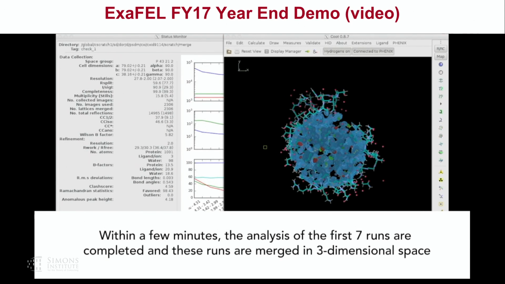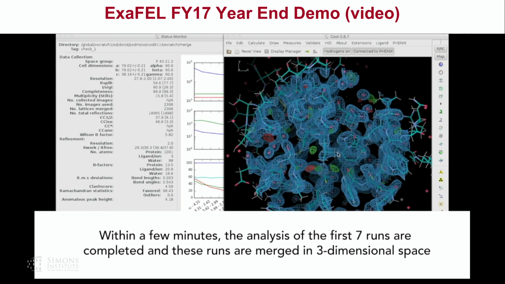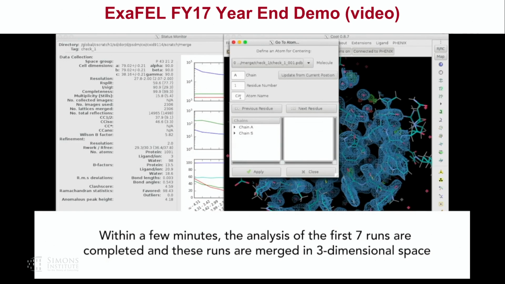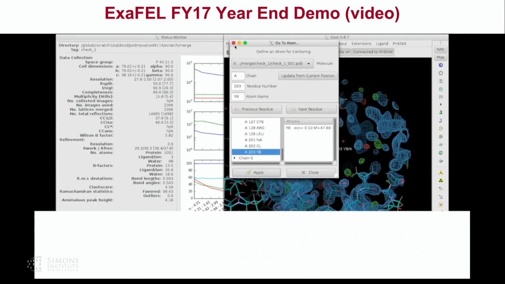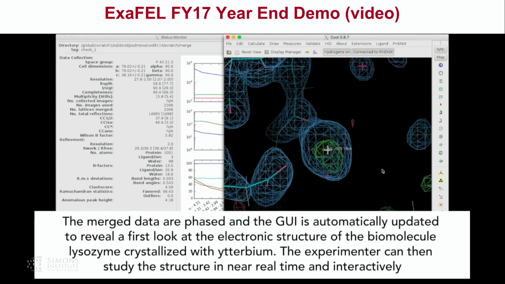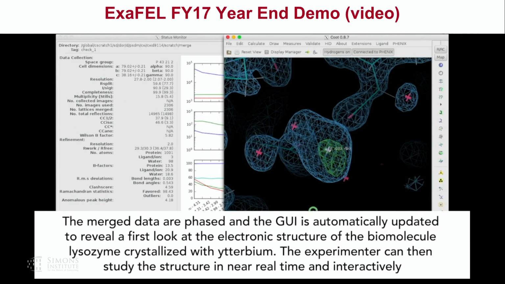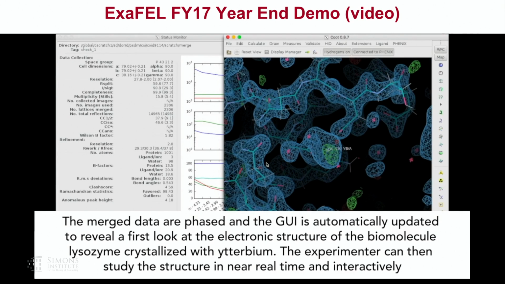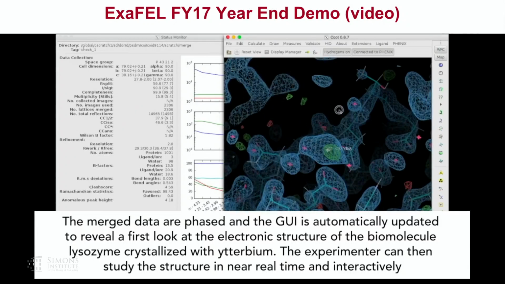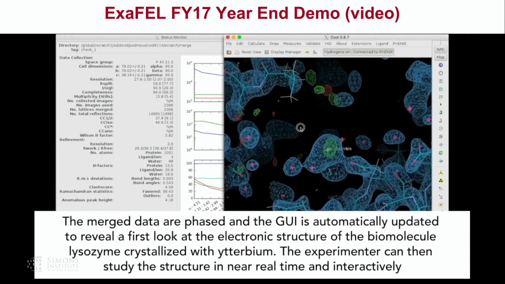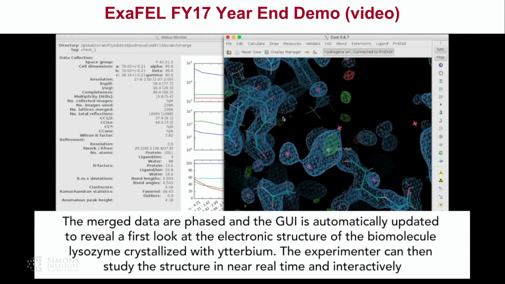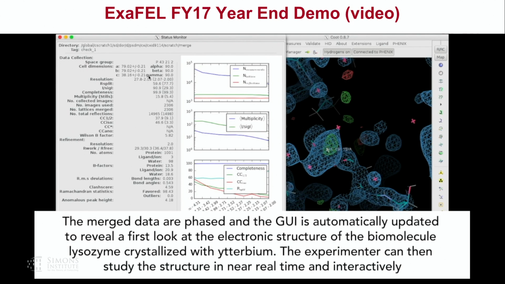Within a few minutes, the analysis of the first 7 runs is completed. These runs are merged in a 3-dimensional space. The merged data are phased, and the GUI is automatically updated to reveal a first look at the electronic structure of the biomolecule lysozyme, crystallized with ytterbium. The experimenter can then study the structure in near real time and interactively.